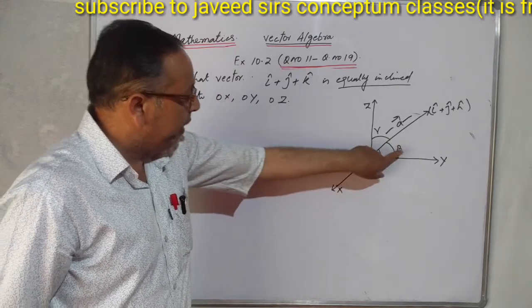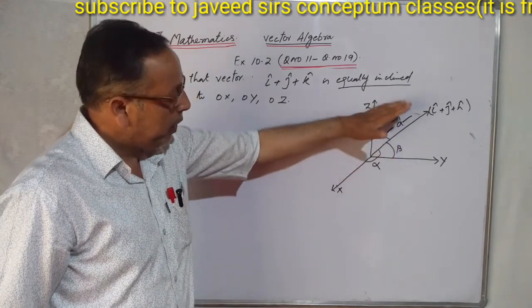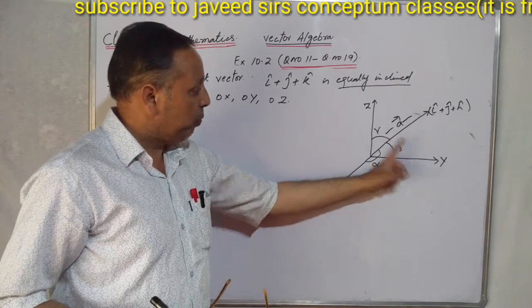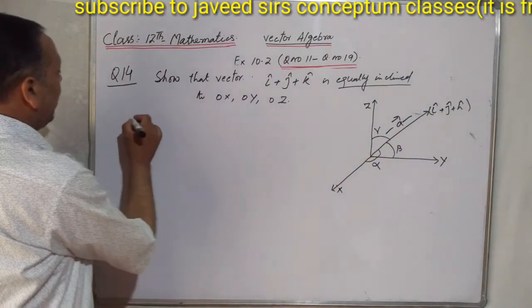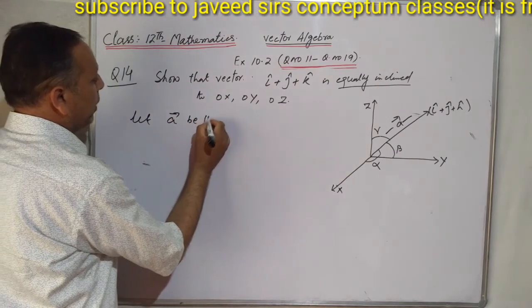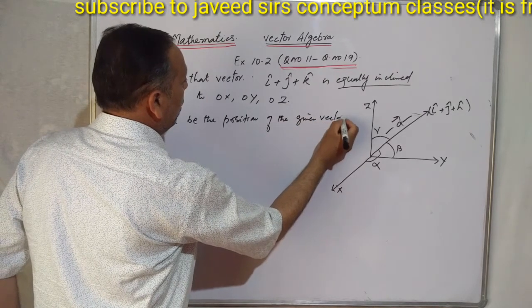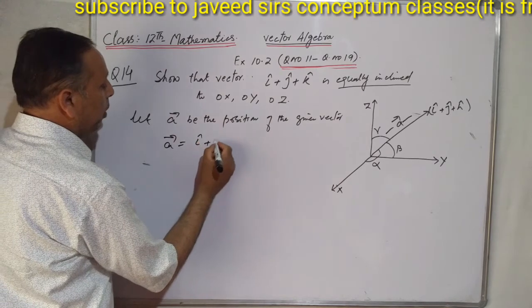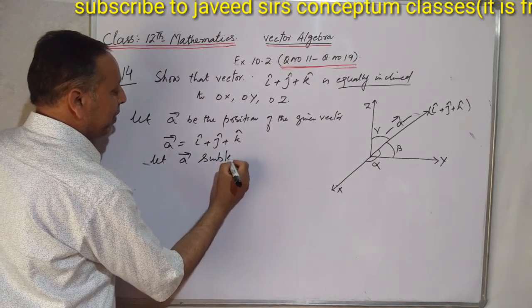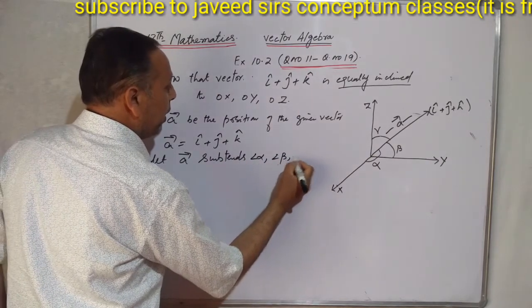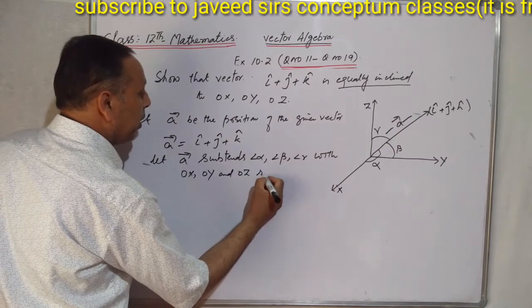That means you have to prove that cos alpha is equal to cos beta is equal to cos gamma, because the angle between a vector and the corresponding axis is given by cos alpha, cos beta, and cos gamma. In other words, prove that alpha, beta, and gamma are equal. So let A be the position vector of the given vector, that is A is equal to I cap plus J cap plus k cap. Let this vector A subtend angle alpha, angle beta, and angle gamma with OX, OY, and OZ respectively.